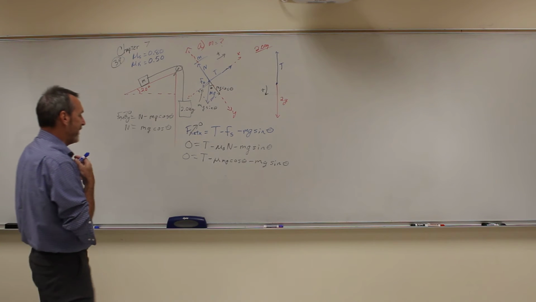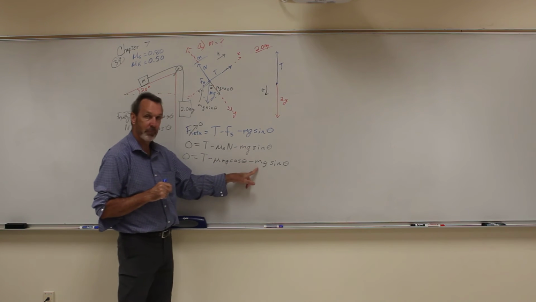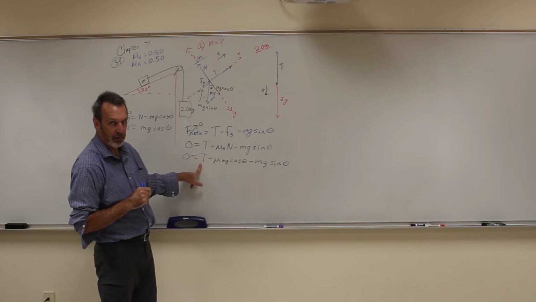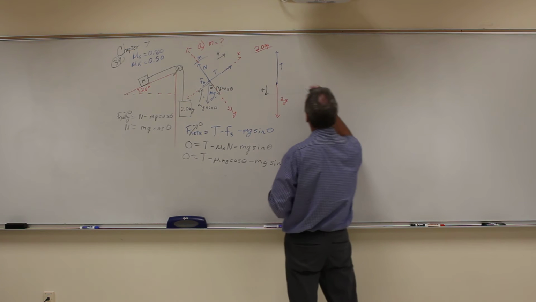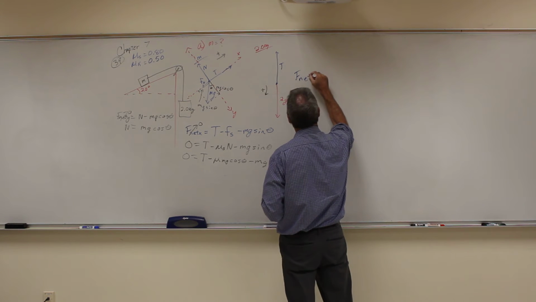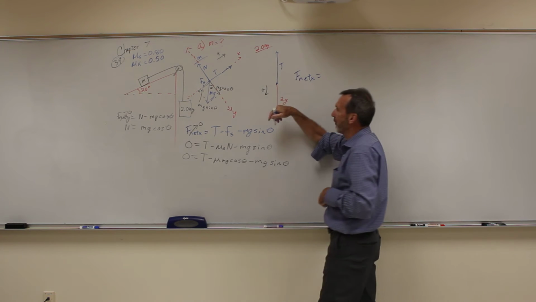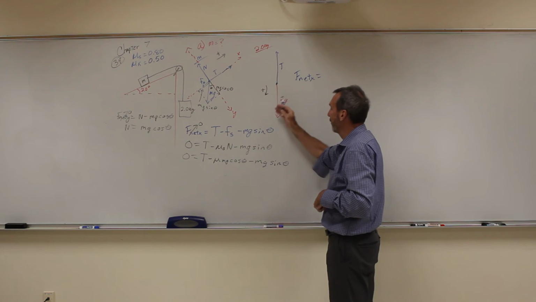Now I can't solve that because I don't know m and I don't know t. So I have two unknowns. But I can use this one over here and I can say, oh, here's F net x over here. You're like, he's calling it x, but it's in the y direction. Remember, I rotated my coordinates, so x is going down.